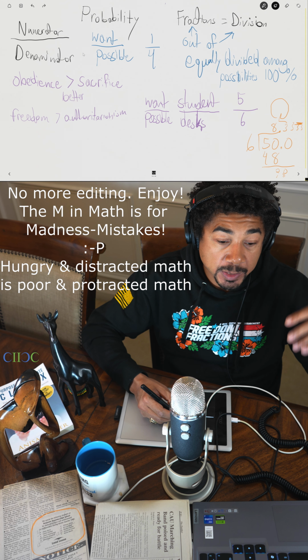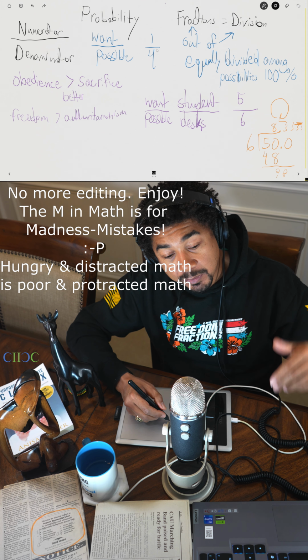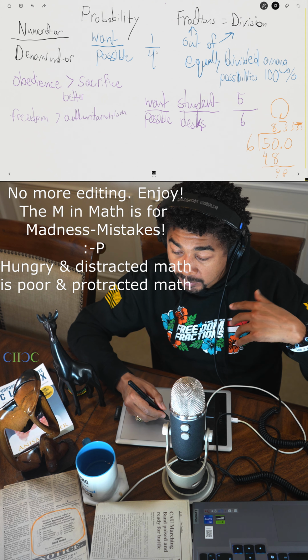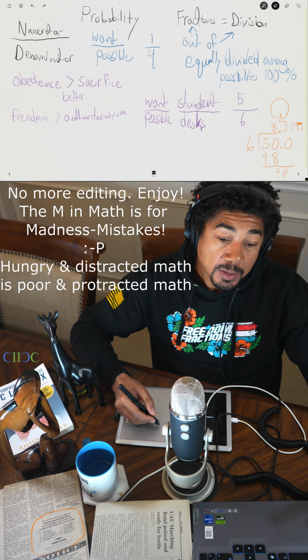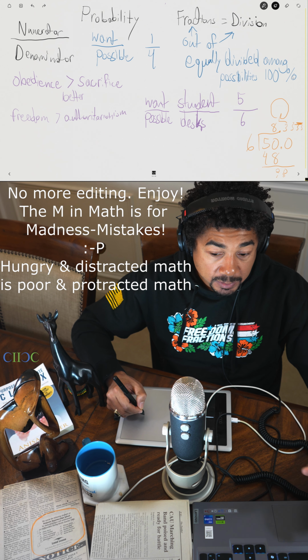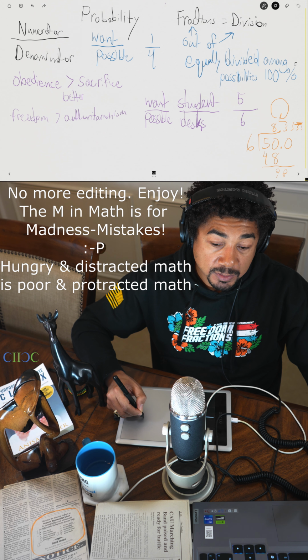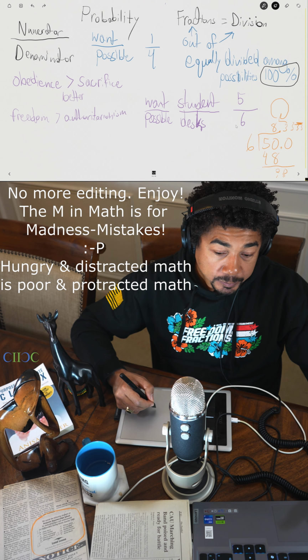So again, numerator, denominator: what you want is at the top, what's possible is at the bottom. 1 out of 4, you just want 1 out of the 4 equal parts. So you want 25% or you want a quarter. So again, equally divided among the possibilities. If you're talking about percentages, you're dealing with 100. Otherwise, fraction-wise, you're just dealing with the number 1.